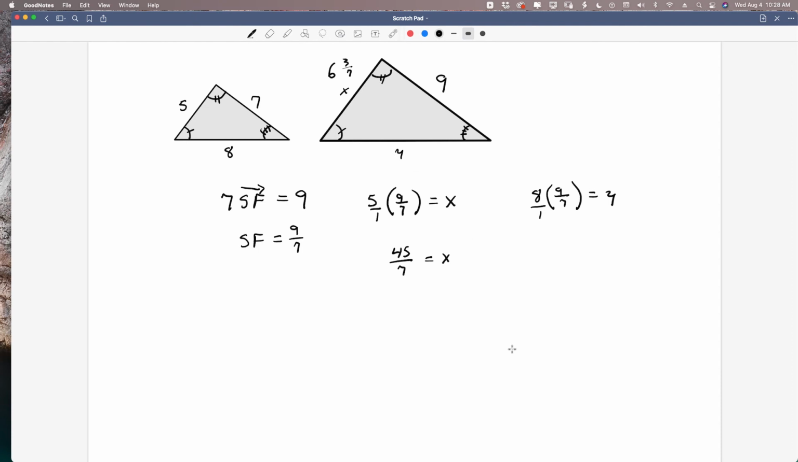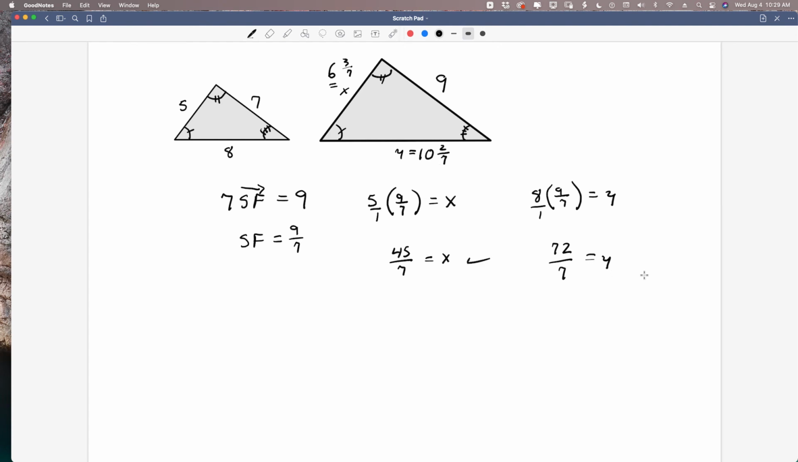And y, 8 times 9 is 72. Yes, 72 over 7. And we know that that's going to be 10 with 2 over 7 left. So 10 and 2/7 of whatever unit of measure this is is our answer. Okay, so that's pretty easy to figure out and to find the answer for.